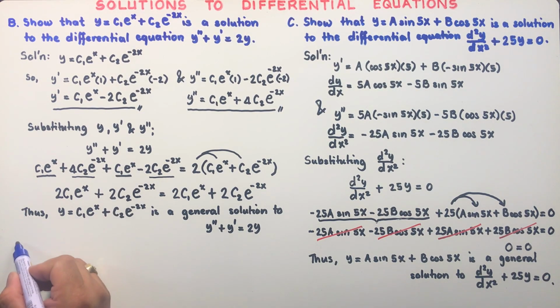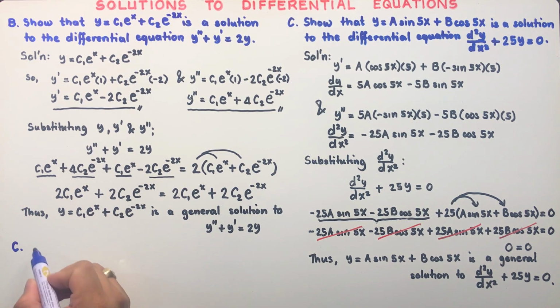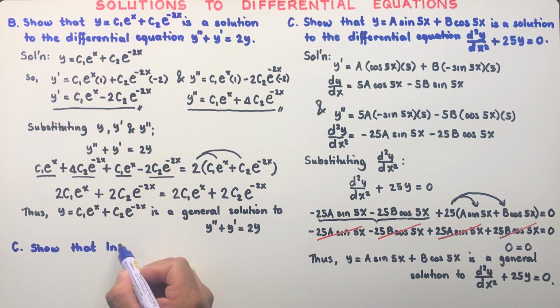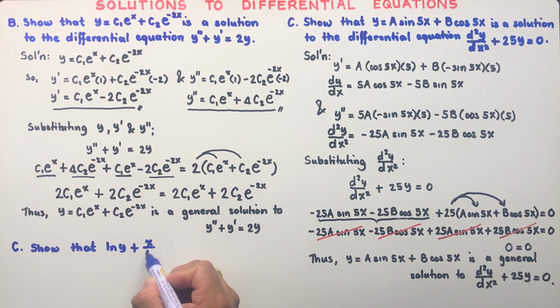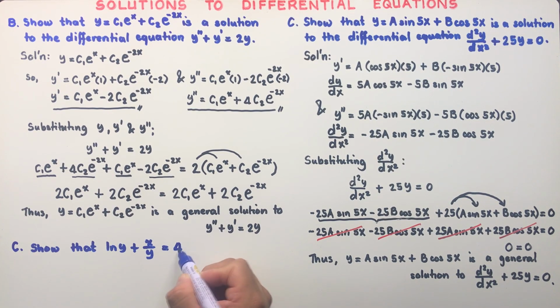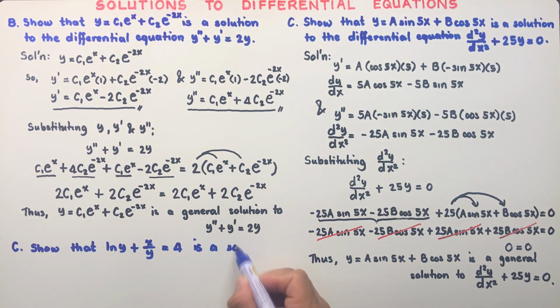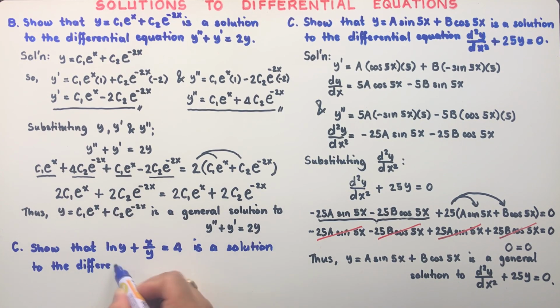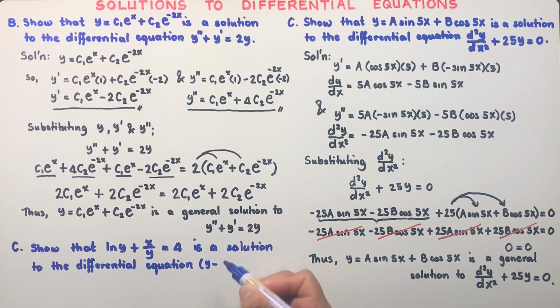So at this point, allow me to give a third example here. Show that the natural log of y plus x over y, which is equal to 4, is a solution to the differential equation the quantity y minus x times y prime plus y is equal to 0.